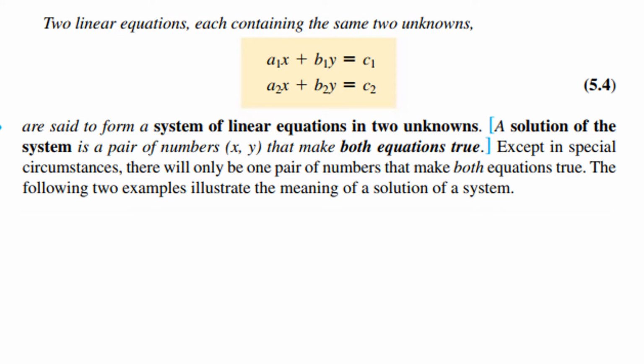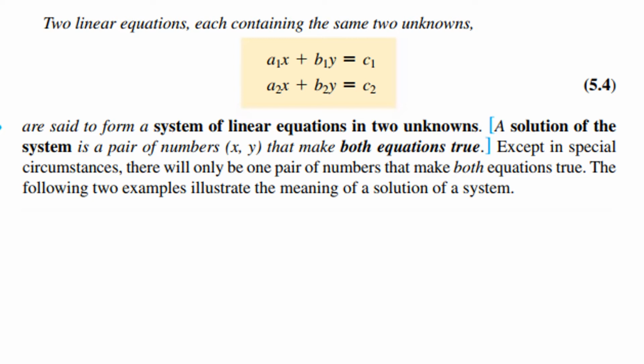Today we talk about linear equations and simultaneous linear equations, multiple linear equations. So two linear equations, each containing the same unknowns, x and y, where the a's, b's, and c's are all constants, are said to form a system of linear equations in two unknowns. A solution of the system is a pair of numbers, x, y, that makes both equations true.